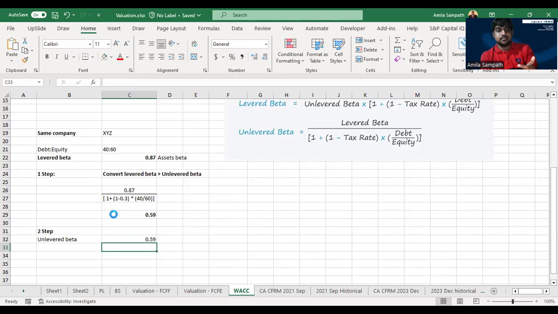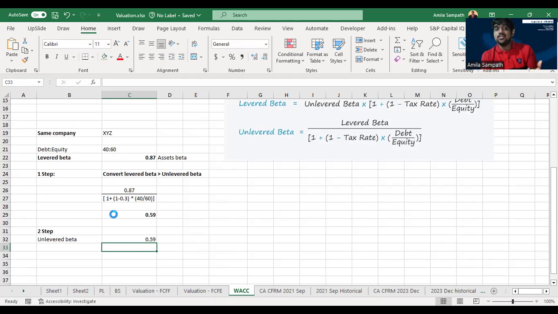Then we need to adjust this to our financial leverage. That means we need to adjust this for our debt to equity ratio. Then we can identify our levered beta. If our company is actually a 100% equity-financed company, then unlevered beta is equal to the levered beta because we don't have any debt.